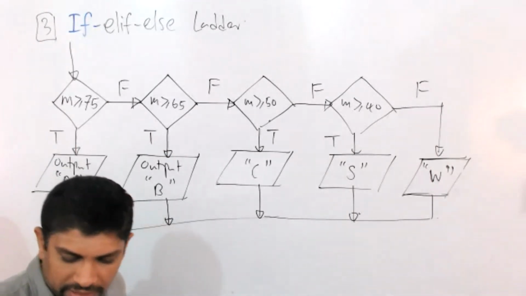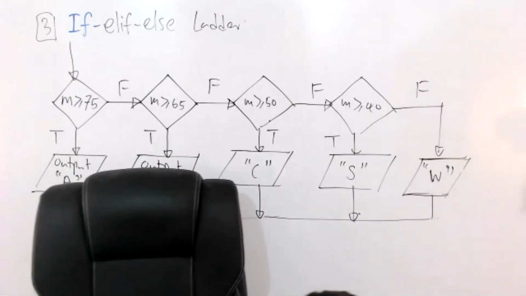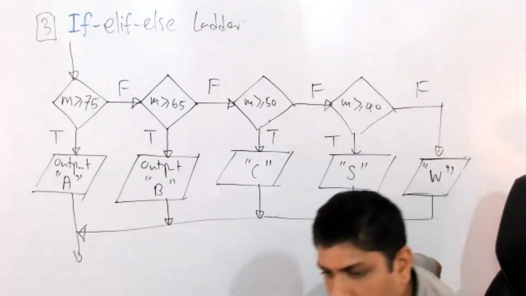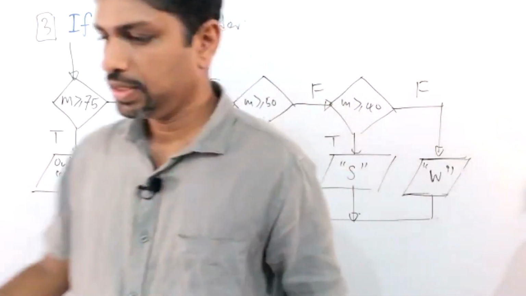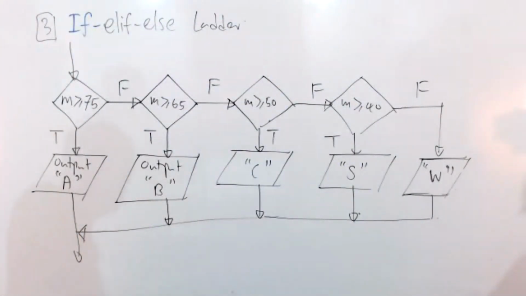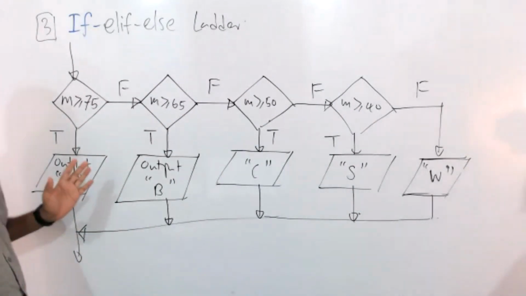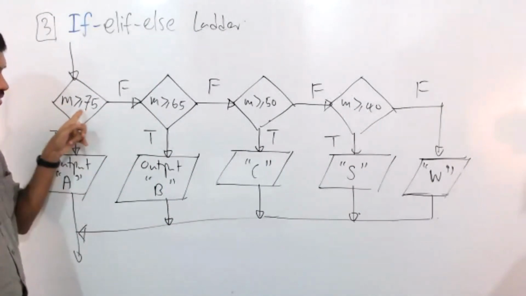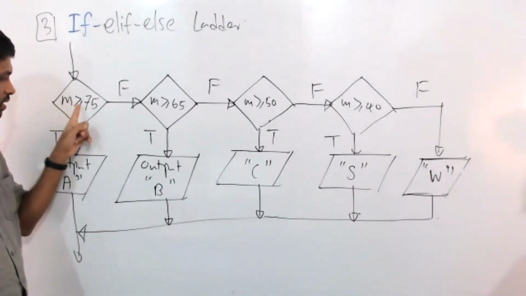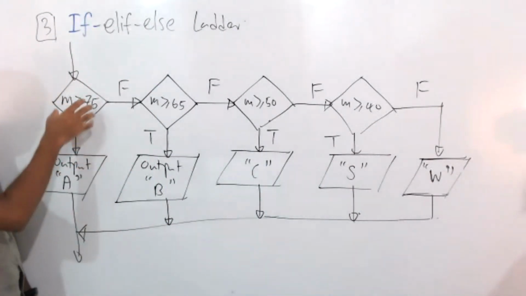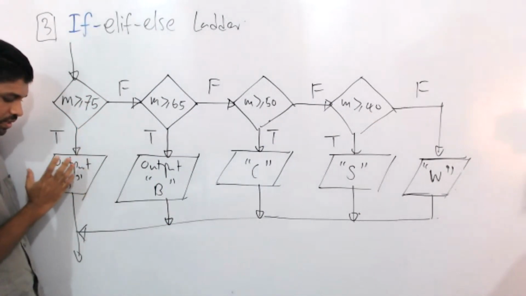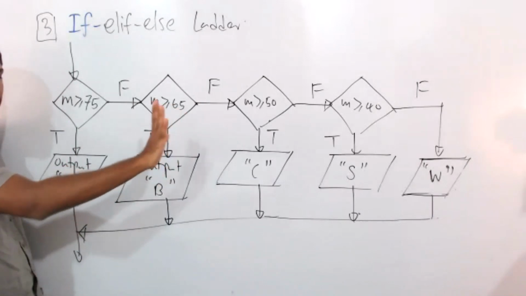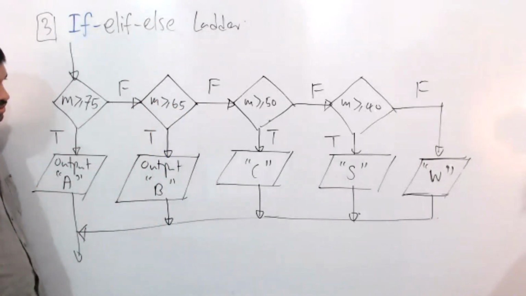Okay, I'm going to explain this, all of you. Look at here. What happened is, if the first condition is satisfied, if m greater than or equals 75, then the first command is selected, and that's the end of the statement. We are not looking at any other statements, right?